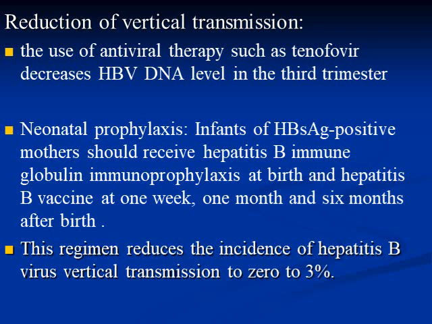The second way is neonatal prophylaxis. The infant will be given hepatitis B immunoglobulin at birth, and hepatitis B vaccine at 1 week, 1 month, and 6 months after birth. This regimen will reduce the incidence of hepatitis B virus vertical transmission to 0 to 3%.